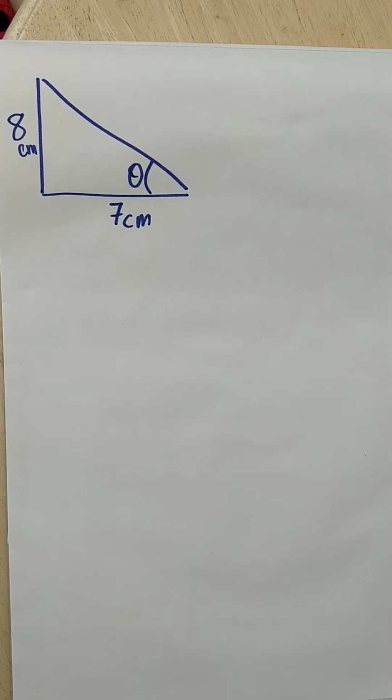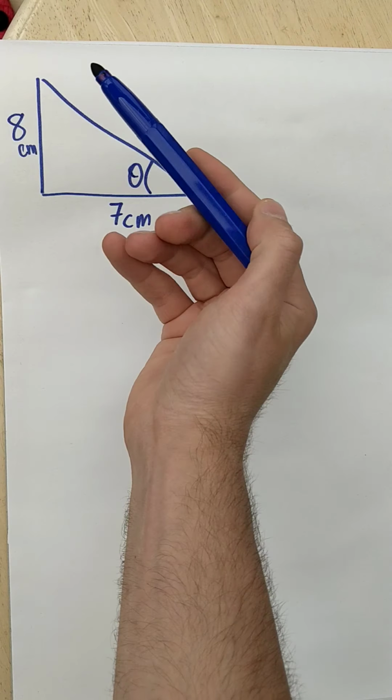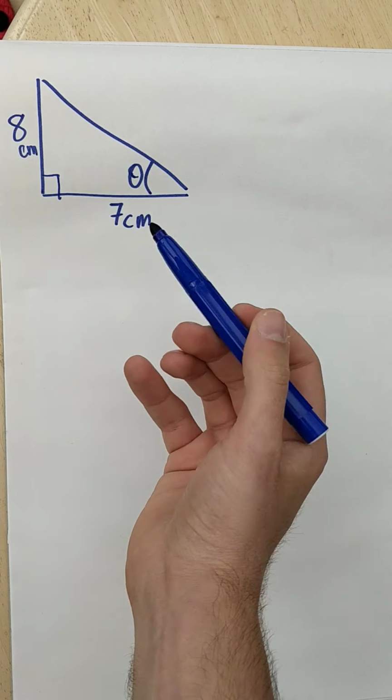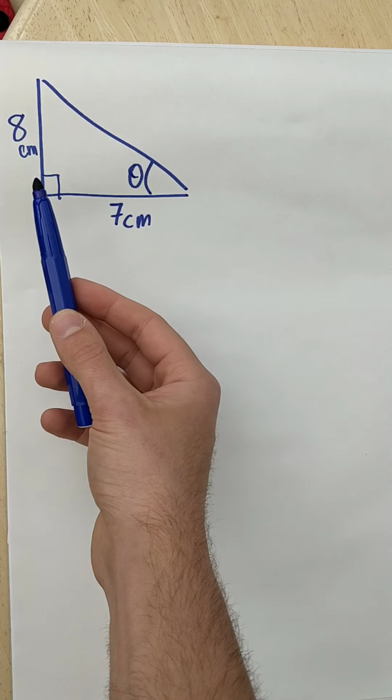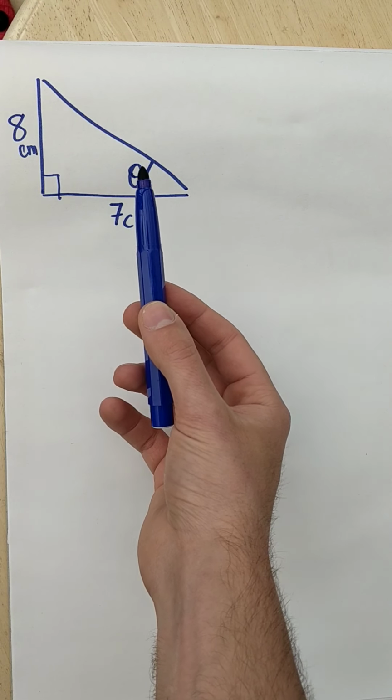Right, okay, so in this video what I'm going to do is go through when you do have a right angle triangle and you get given two of the sides, any two sides, how do you calculate the angle?